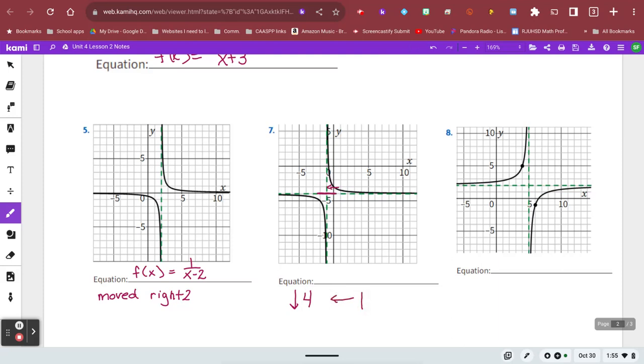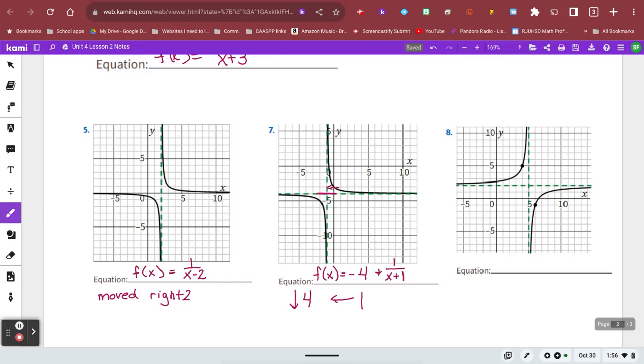Instead of writing words, I like to write pictures. So we're going to go f of x. Okay, so we want to go down 4. So I'm going to go minus 4 plus 1 over x plus 1, because the 1 tells us we went over.